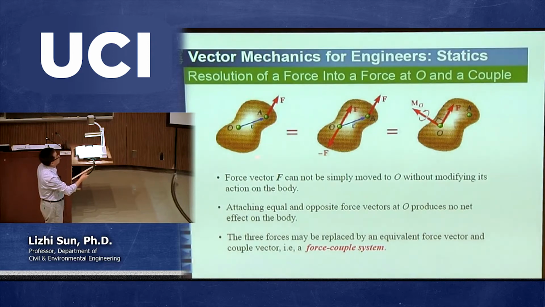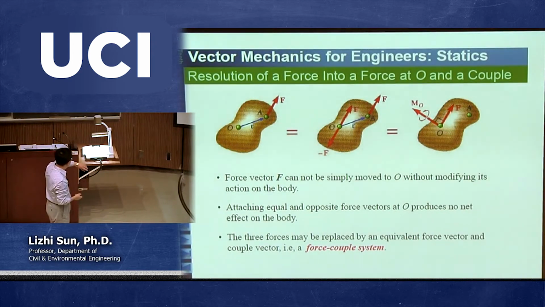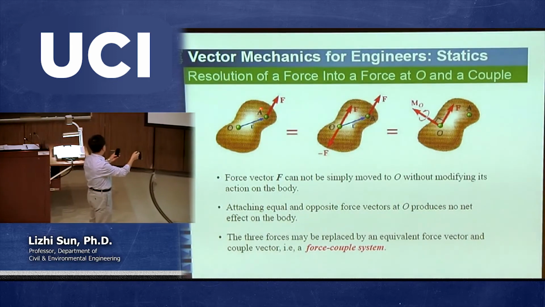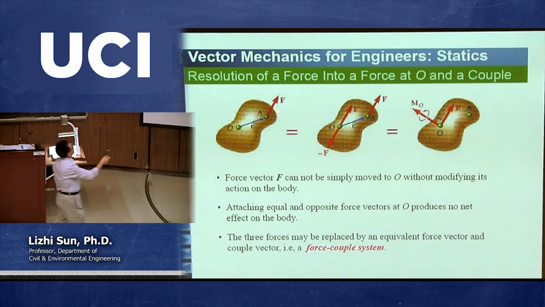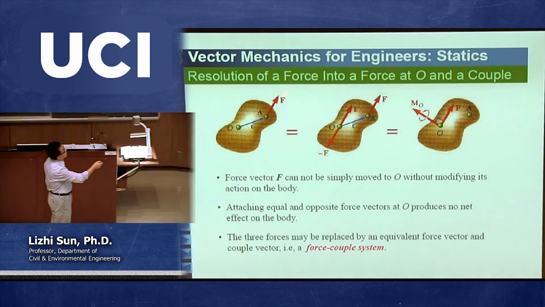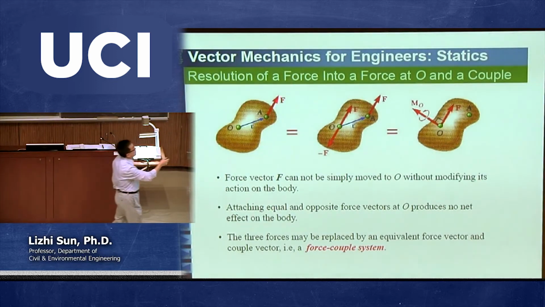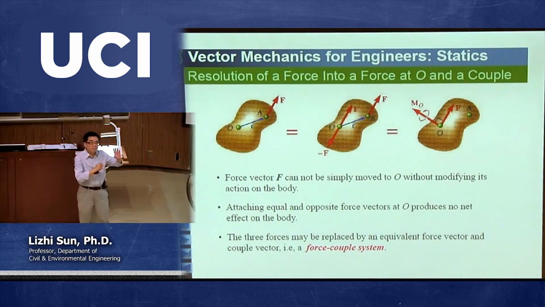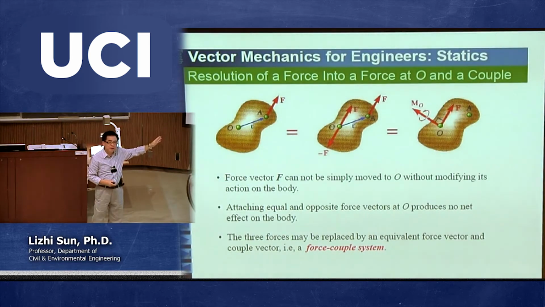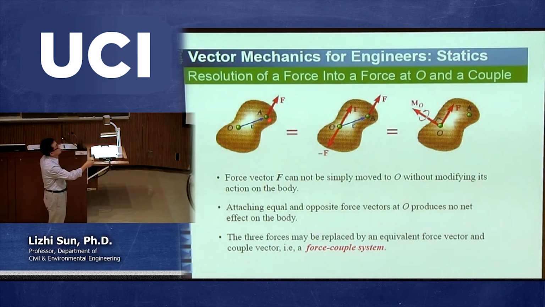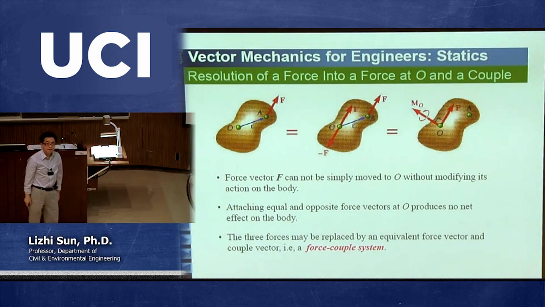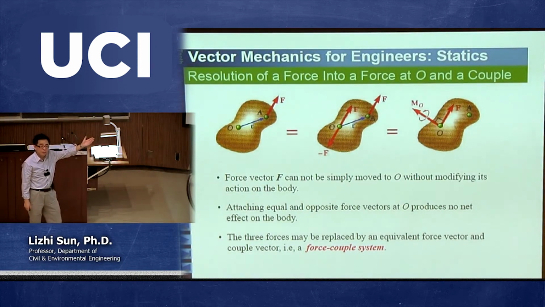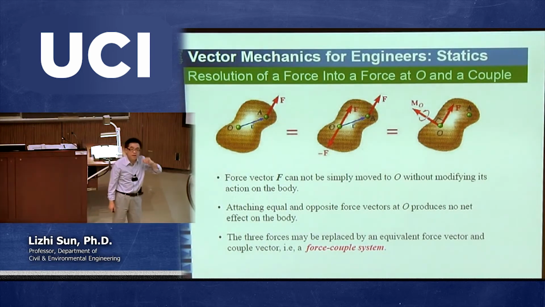So let's see now why we need to talk about the third kind of moment. This is a typical three-dimensional rigid body. We have a force acting on point A. I want to move this force from point A to another point O. You don't ask me the reason; I'm going to talk about the reason in the next section. Let's say I just want to move this force from point A to another point. How am I going to do it? It's pretty hard unless you introduce this third kind of moment.